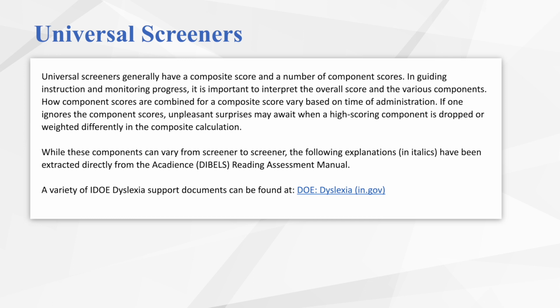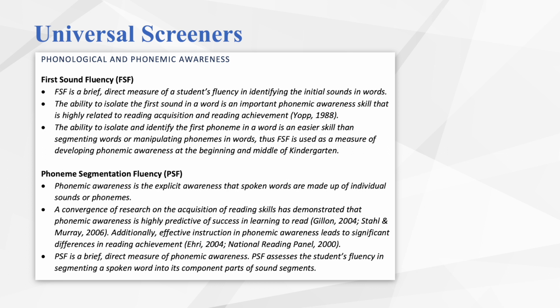Universal screeners generally have a composite score and a number of component scores. In guiding instruction and monitoring progress, it is important to interpret the overall score and the various components. How component scores are combined for a composite score varies based on time of administration. If one ignores the component scores, unpleasant surprises may await when a high-scoring component is dropped or weighted differently in the composite calculation.